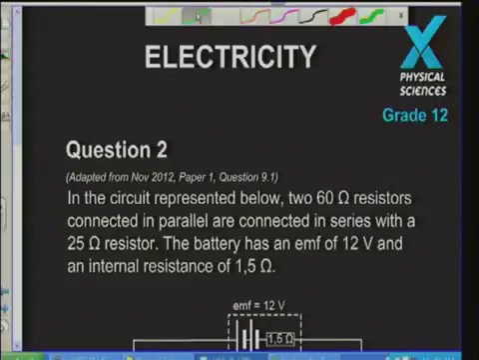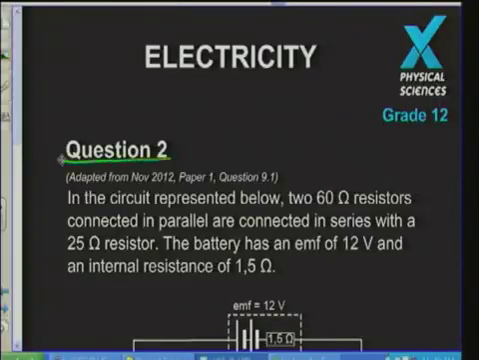Welcome back, and as I promised just before the break, we're going to continue talking about electricity and we're going to bring in some circuit problems. That's exactly what we're going to do now. Let's have a look at this question here. This is question number 2, adapted from the November 2012 paper 19.1.